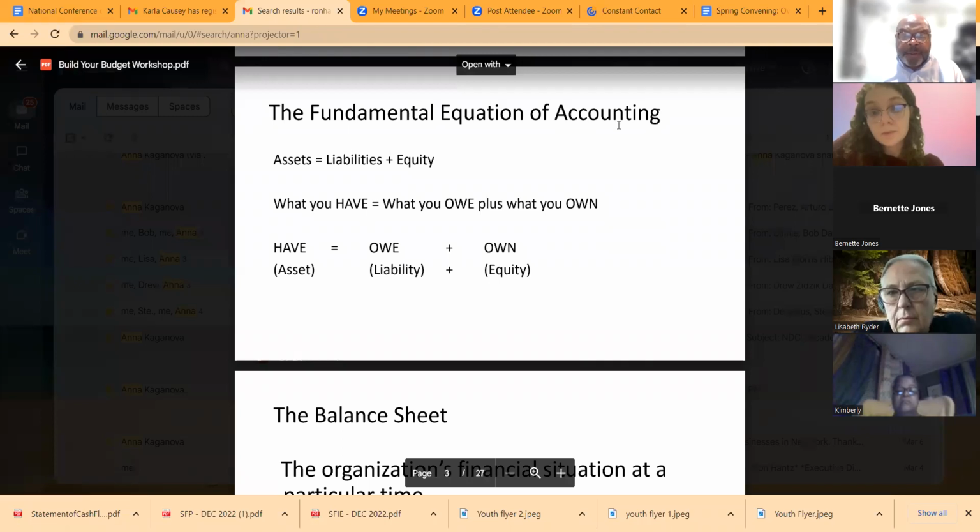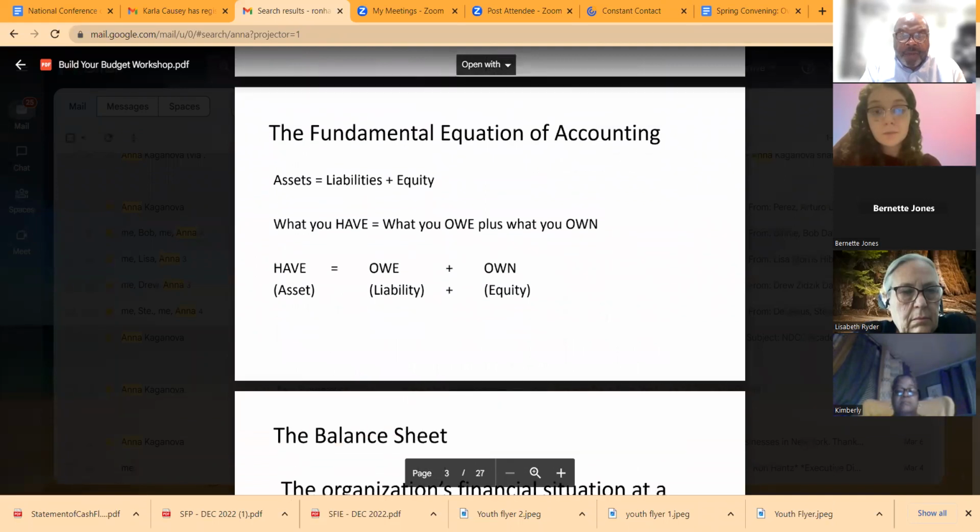So the fundamentals. The fundamental equation of accounting: assets equal liability plus equity. Assets is what you have, liabilities is what you owe, plus what you own. So that's the equation. Assets equal liability plus equity. That's the fundamental equation of accounting. Again, assets is what you have, liability is what you owe, and equity is what you own.